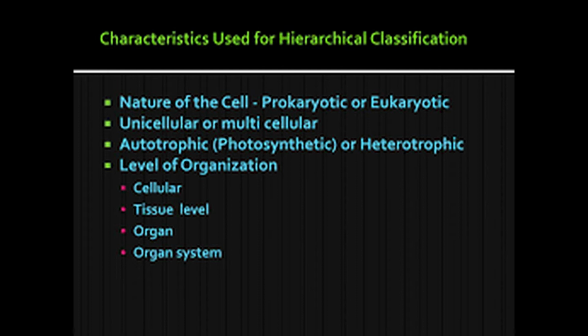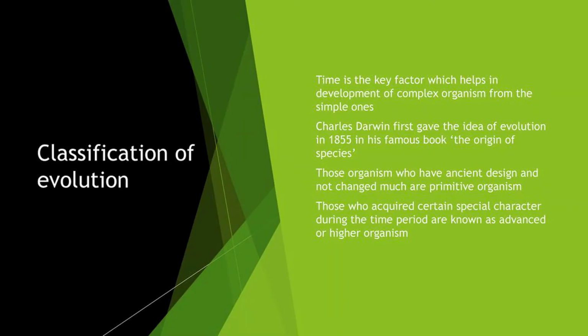So like this, these are the characteristics used for the hierarchical classification. For the classification of the organism, these are the basic characters which scientists used. Now we will see what is classification and evolution.